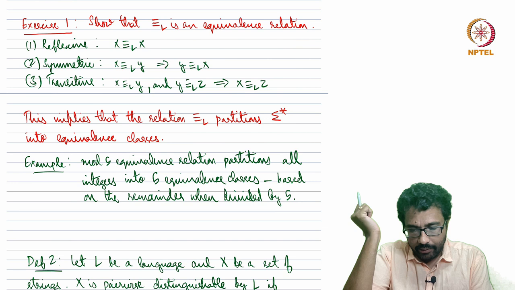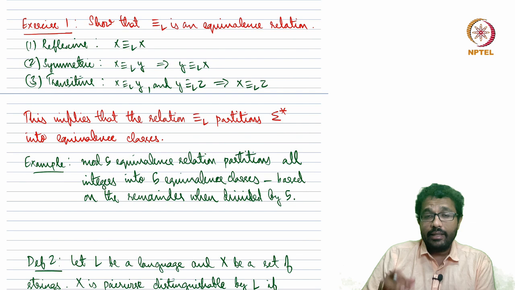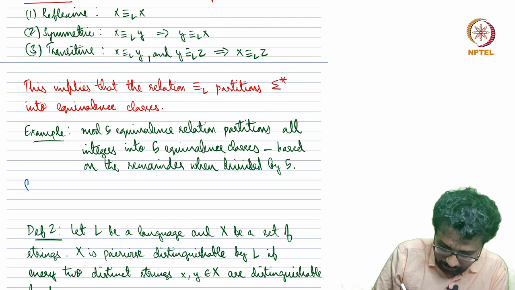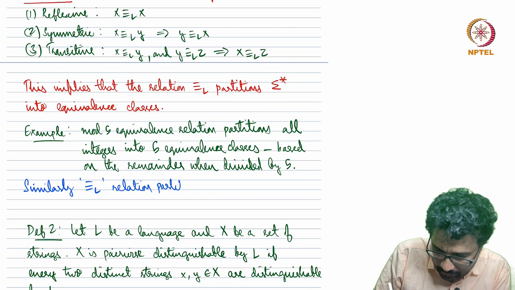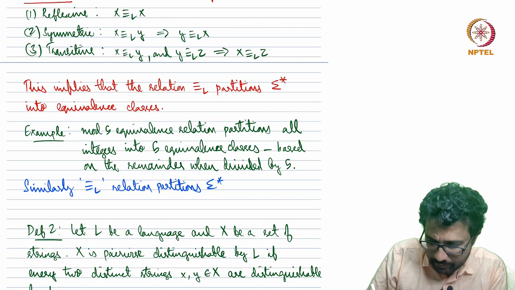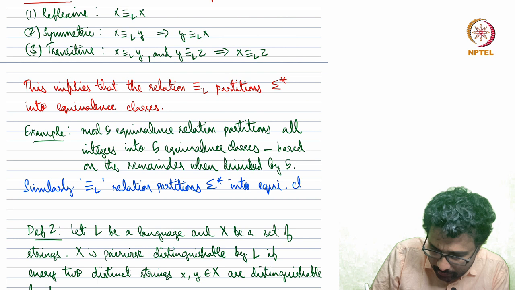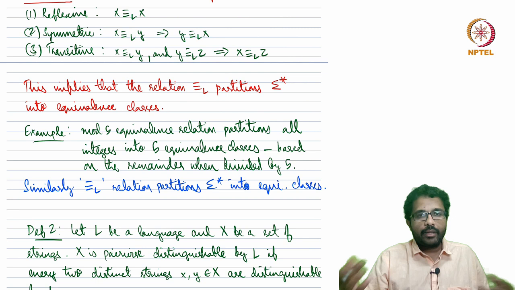So in this case, what happens? This relation partitions the sigma star, right? So maybe I'll just use another color. Similarly, this relation partitions sigma star into equivalence classes. So when it partitions, you get some number of equivalence classes, right?